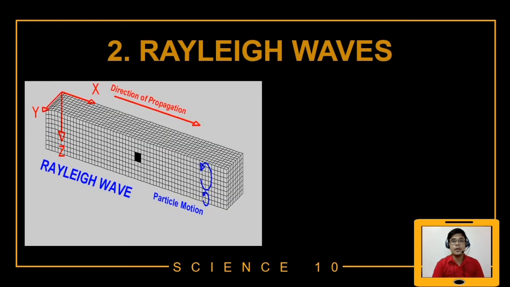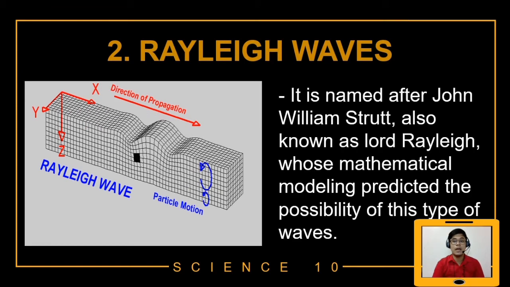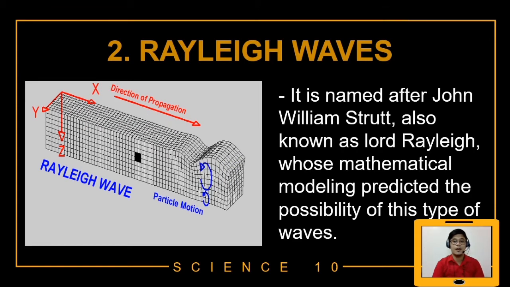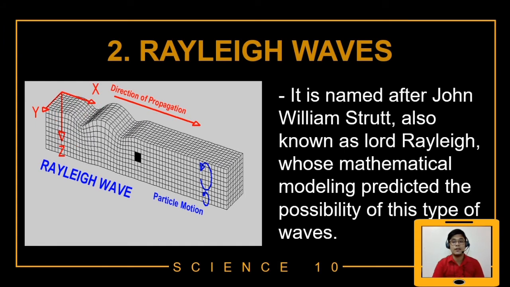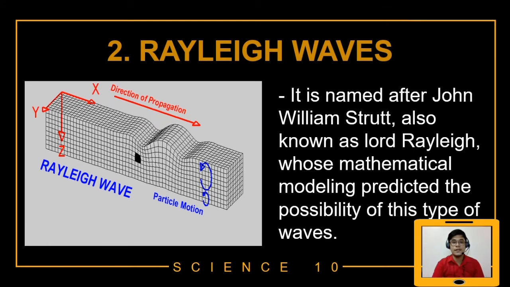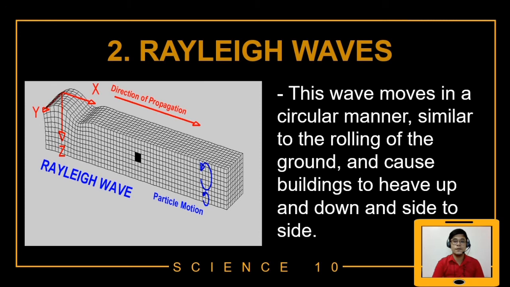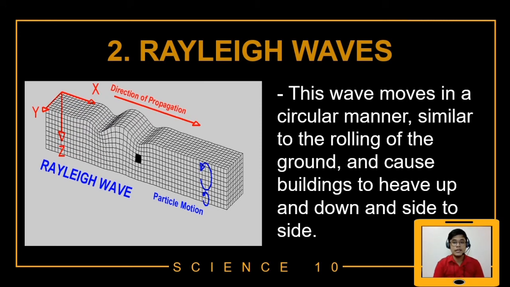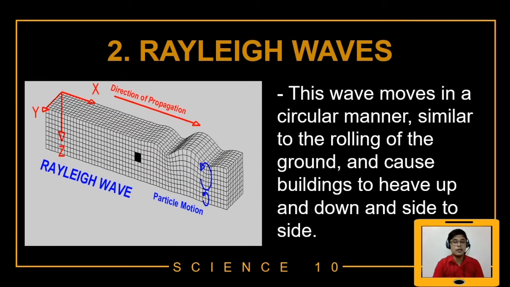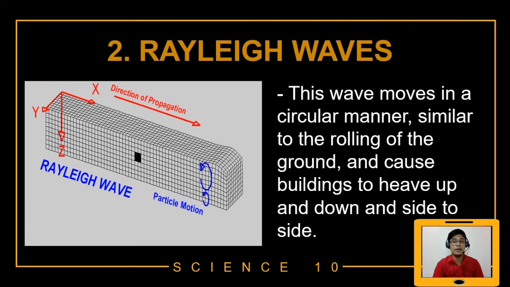And the second type of surface wave is the Rayleigh waves. So Rayleigh waves is named after John William Strutt, also known as Lord Rayleigh, whose mathematical modeling predicted the possibility of this type of waves. And the nature of this wave is that, okay, it moves in a circular manner, similar to the rolling of the ground, and causes buildings to heave up and down and side to side.